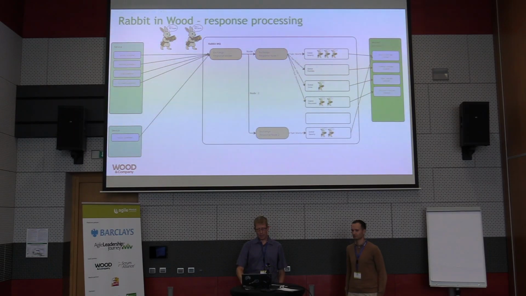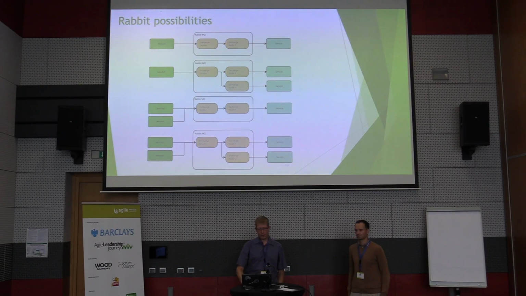Okay, and now there are possibilities of settings of Web API and services and RabbitMQ. The first picture is our current solution, and important is the third picture where we have two Web APIs.